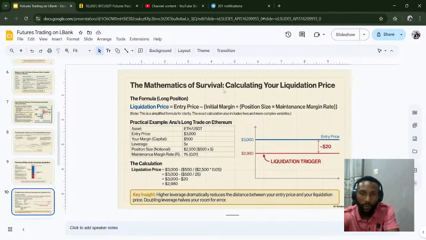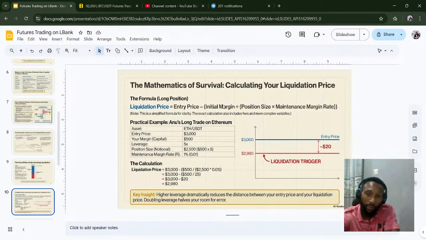All right, the mathematical survival: calculating your liquidation price. You can see from the formula here, for a long position, the liquidation price equals your entry price minus your initial margin. For instance, BTC is at $50,000. I always use this BTC example. Maybe you want to go into the market with BTC at $50,000. So that's your entry price.